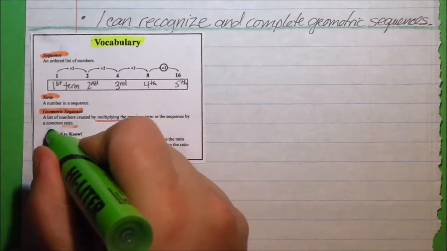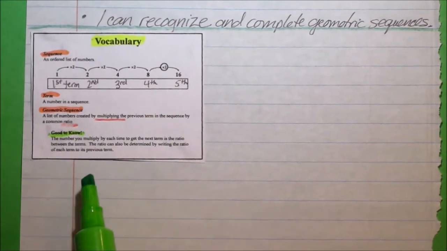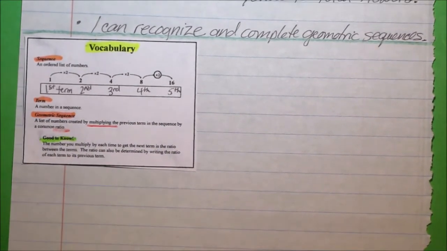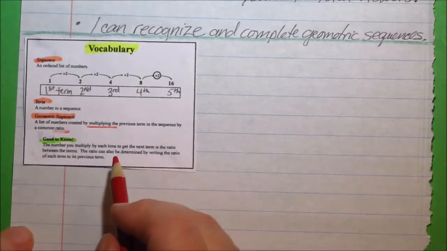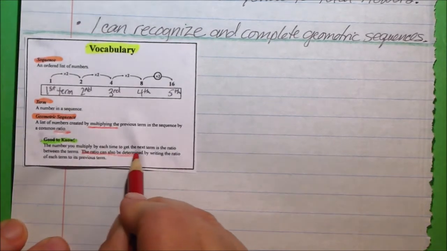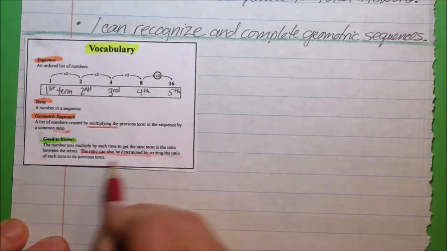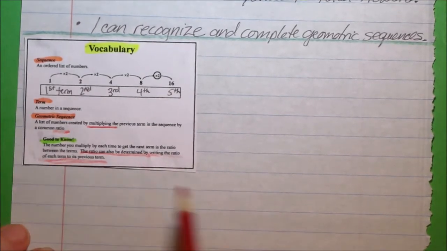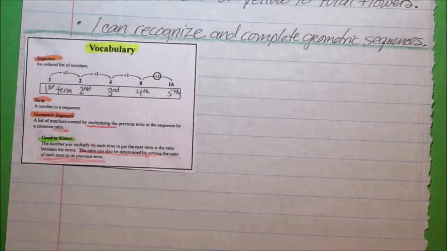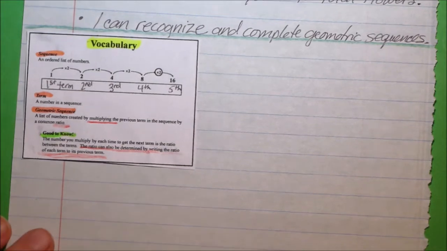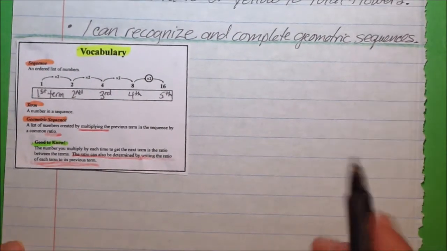So on the good to know, it says the number you multiply by each time to get the next term is the ratio between the terms. The ratio can also be determined by writing the ratio of each term to its previous term. And that's basically what we'll be doing here. That might sound a little bit confusing, but when you see it in action, this one really isn't very hard. I think you guys will get this pretty quickly. All right, so real short notes here. Here's what we're going to start with.